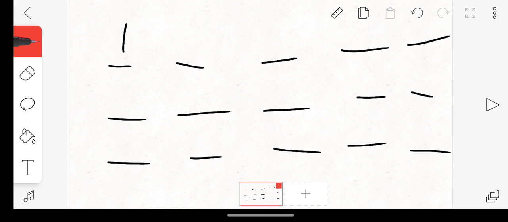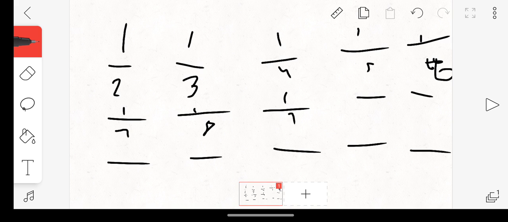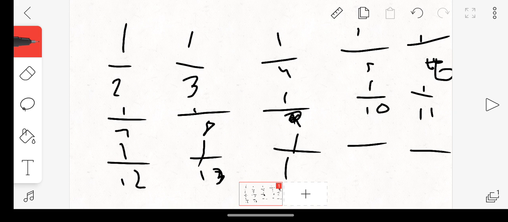Alright. 1/2. 1/3. 1/4. 1/5. 1/6. 1/7, 1/8, 1/9. 1/10. 1/11. 1/12, and then 1/13, 1/14, 1/15, 1/16. So, yep, that is a unit fraction.